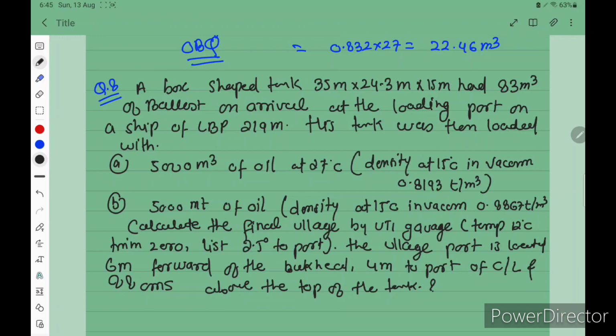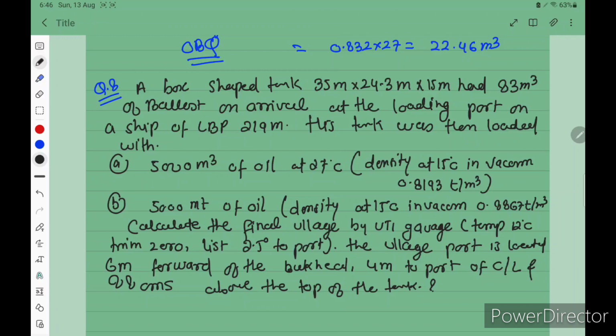A box shaped tank 35 meter by 24.3 meter and 15 meter had 83 meter cube of ballast on arrival at the loading port on a ship of length between perpendiculars 219 meter. This tank was then loaded with 5000 meter cube of oil at 27 degrees centigrade. Density at 15 degrees centigrade in vacuum is 0.8193 tons per meter cube.